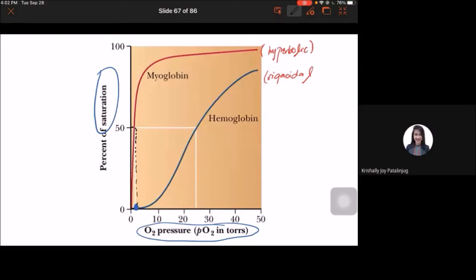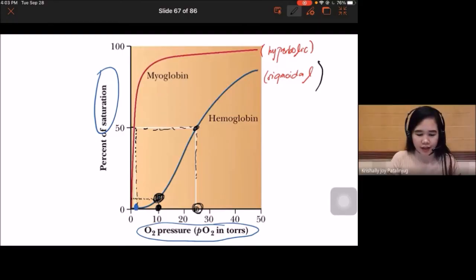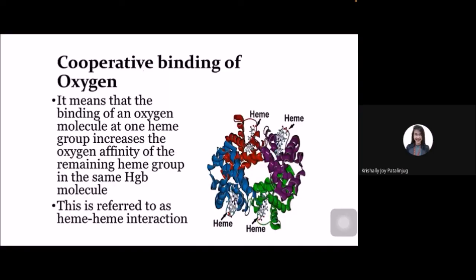Whereas, si hemoglobin, at this point pa, tsaka niya maa-attain yung 50% saturation. So, meaning, at more oxygen pressure tsaka niya maa-attain yung saturation. Kung mababa naman yung pressure, kumusta yung saturation ng hemoglobin? Ito. Mababa din. Kasi ibibigay niya talaga yung oxygen kapag low yung pressure. So, hindi pa niya ma-attain basta-basta yung saturation. So, that's the behavior of hemoglobin versus to that of myoglobin.